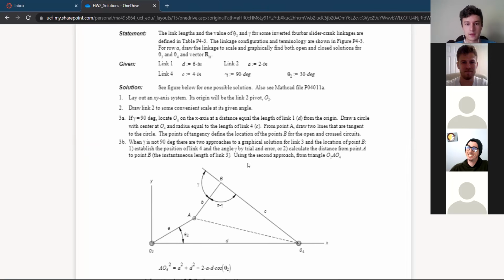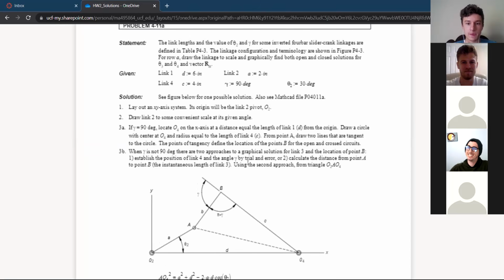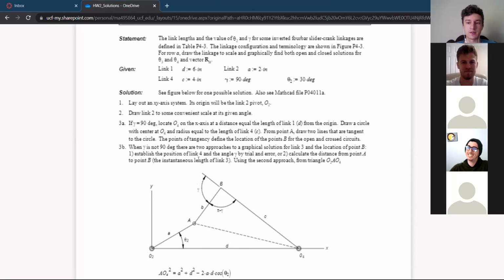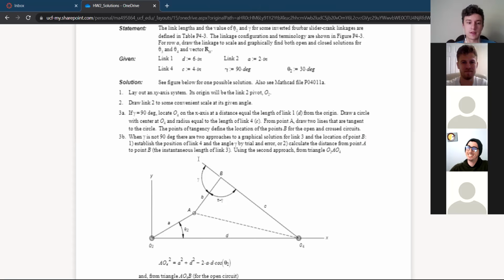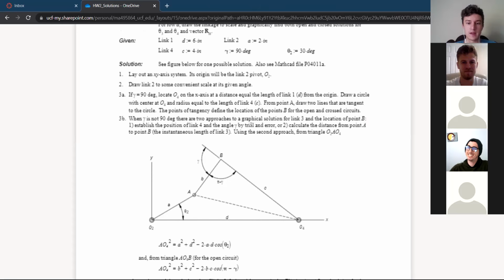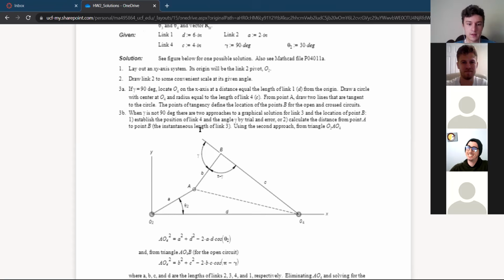Okay, so what is the goal here? Just find theta 3 and theta 4 for the open and closed position, and vector RB, which let's just set aside and focus on theta 3 and theta 4 right now, because the R vector is kind of a different problem. It'll take a while. Okay. So your gamma here is 90 degrees. So let's just draw it out.